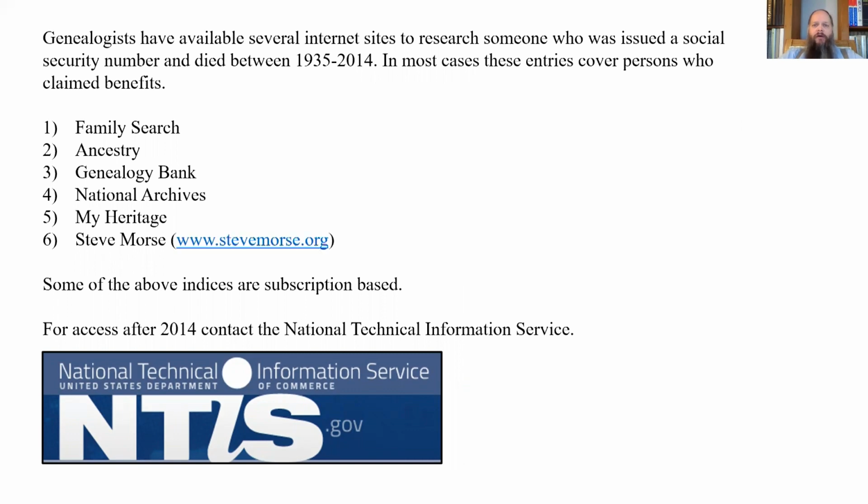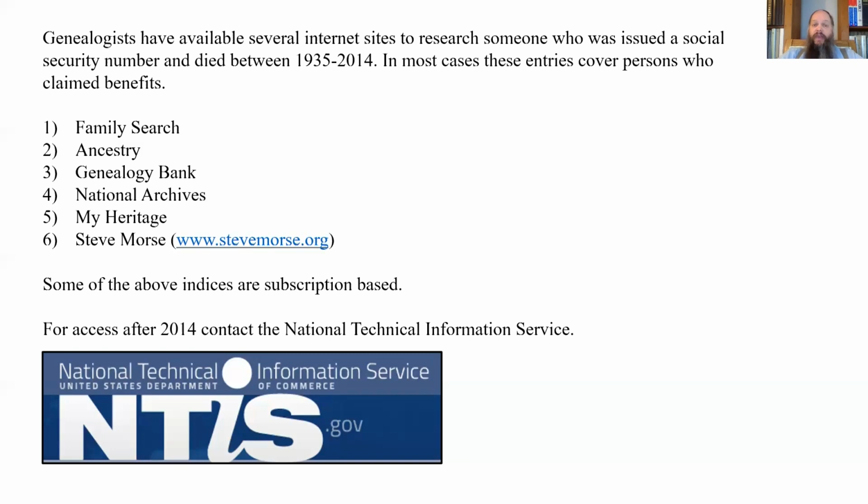For the most part, the data covers between 1935 and 2014. FamilySearch, Ancestry, Genealogy Bank, the National Archives, MyHeritage, and finally Steve Morris, all of these websites contain databases that allow you to do full searches for individuals who had received Social Security numbers and or claimed benefits. Keeping in mind that some of the above indices I mentioned are obviously subscription-based, while others are free.